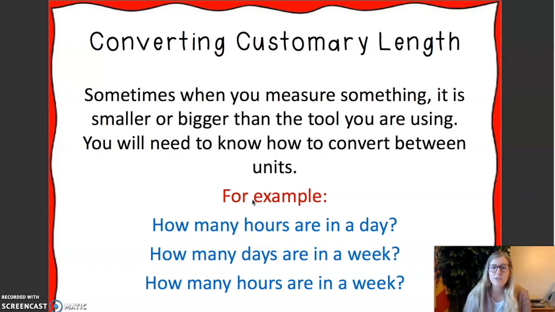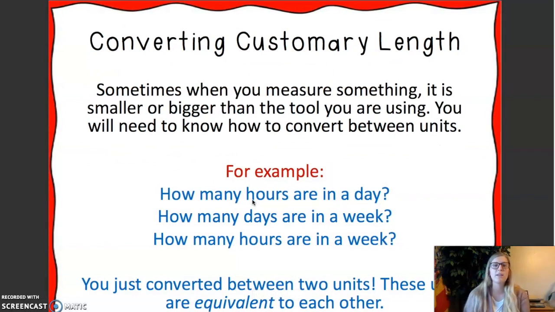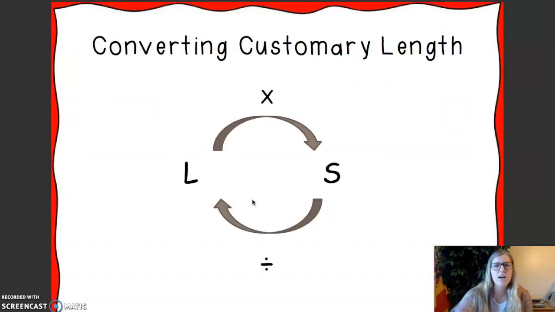How many hours are in a week? Same thing. We measure weeks by days. We measure hours by minutes. Okay, so you've got to check that. Sometimes when you measure something, it is smaller or bigger than the tool you are using. You'll need to know how to convert between units. If you did that, you just converted between 2 units. These units are equivalent to each other. That means they're equal even if the unit is measured differently, okay?